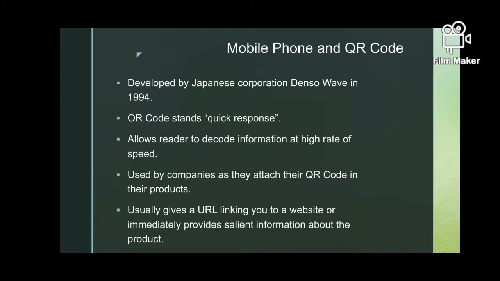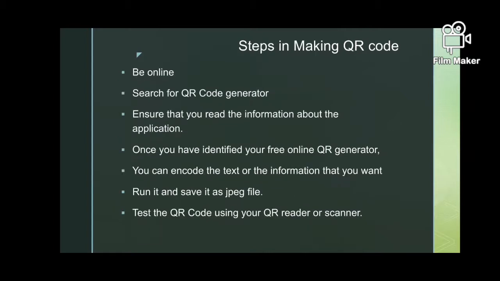Using a mobile phone and a QR code, a code that was developed by Japanese corporation Denso Wave in 1994. QR code stands for Quick Response. It allows a reader to decode information at a high rate of speed. Popular in Japan, it is also used by companies as they attach their QR code to their products. It usually gives a URL linking you to a website or immediately provides salient information about the product.